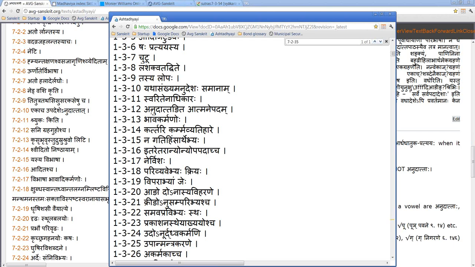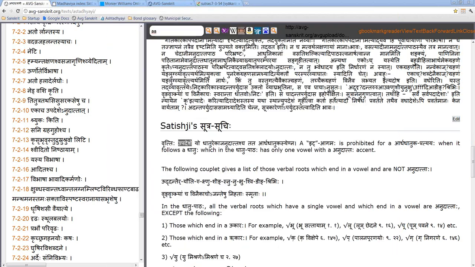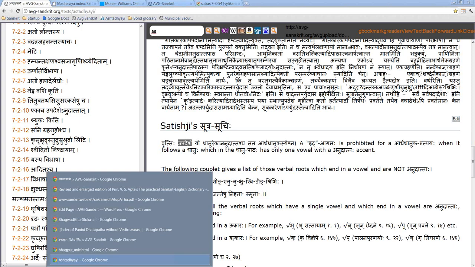So that time we were looking at the swara on the it letter of the dhatu, not on the dhatu's vowel itself. Now we are looking at the swara on the dhatu vowel itself. For example, let's go to dhatu patha for a second, just to show what I am talking about. Keep these two very distinct in your mind, please. The 1, 3, 12, anudatta jnita atmanepadam, was talking about the intonation on the it vowel, if any.